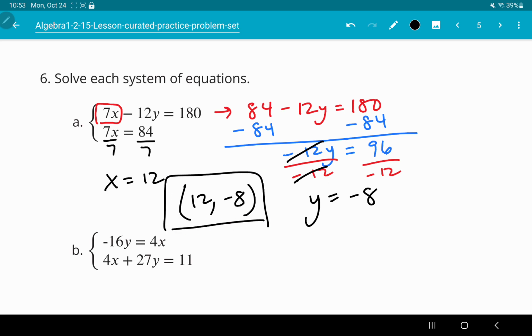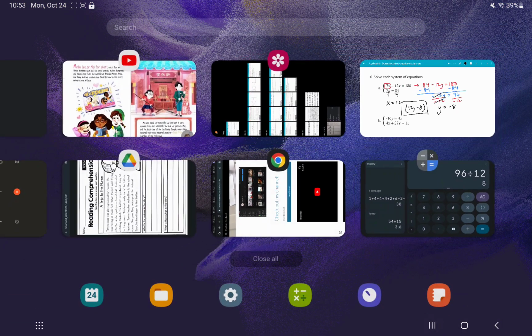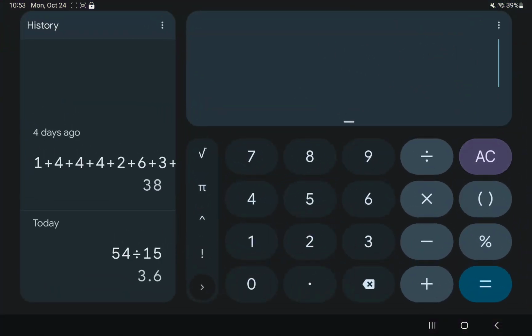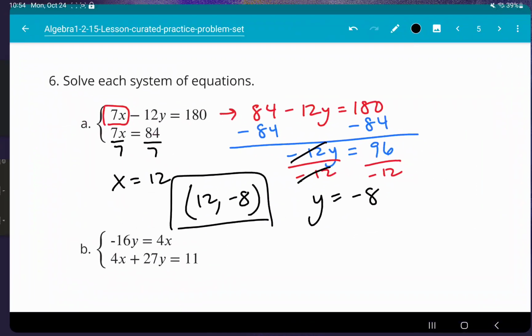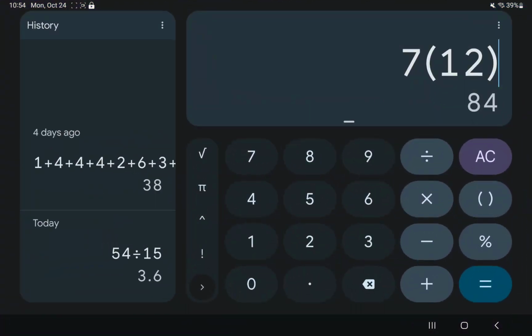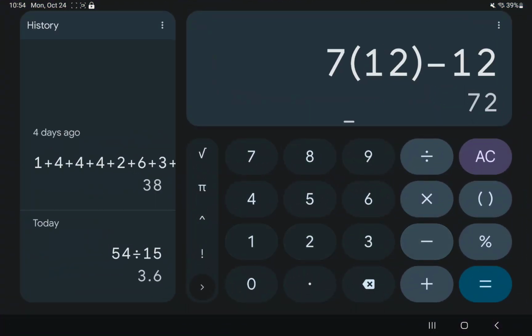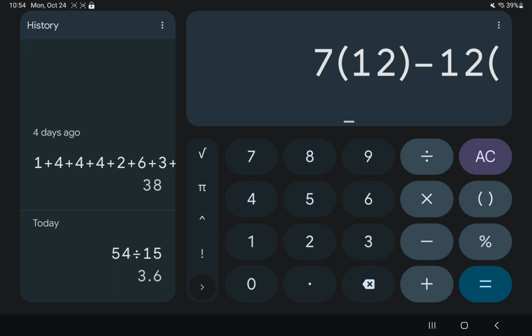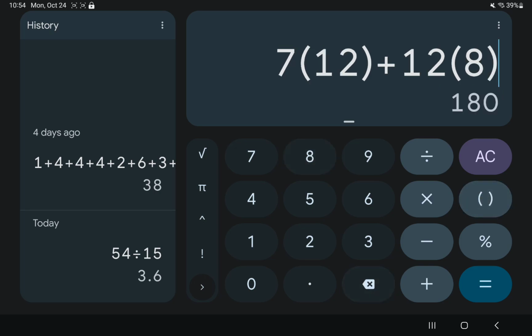Okay, and we can check that by plugging it into our first equation. We want 7 times 12. And then we want minus 12 times negative 8. Oh, this is going to have to be plus 12 times 8. 12 times 8. And there's 180.